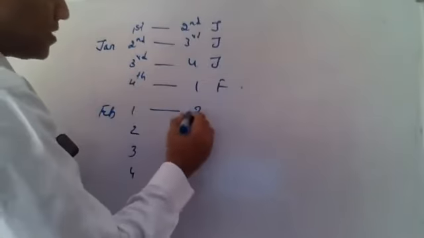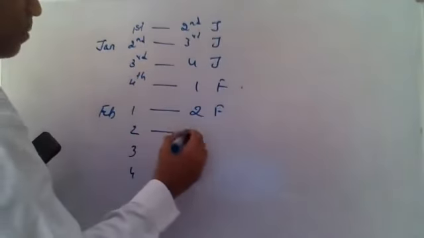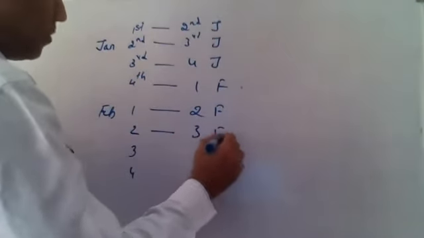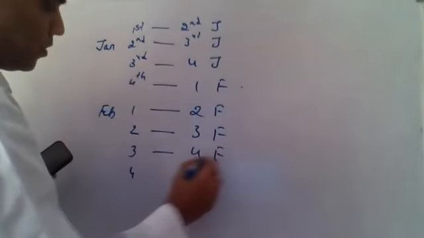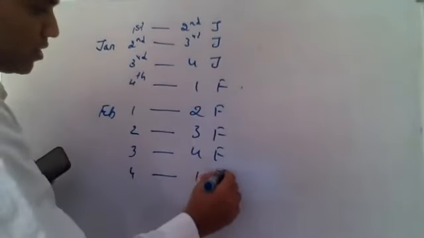First week of February I'll pay in the second week of February. Second I'll pay in the third week of February. Third week I'll pay in the fourth week of February. Fourth I'll pay in the first week of March.